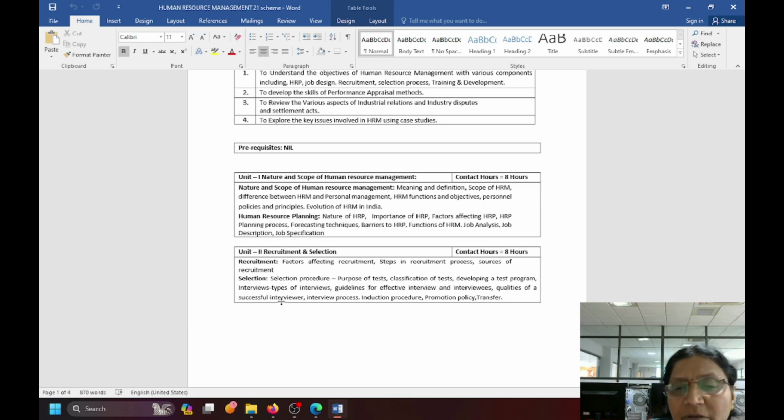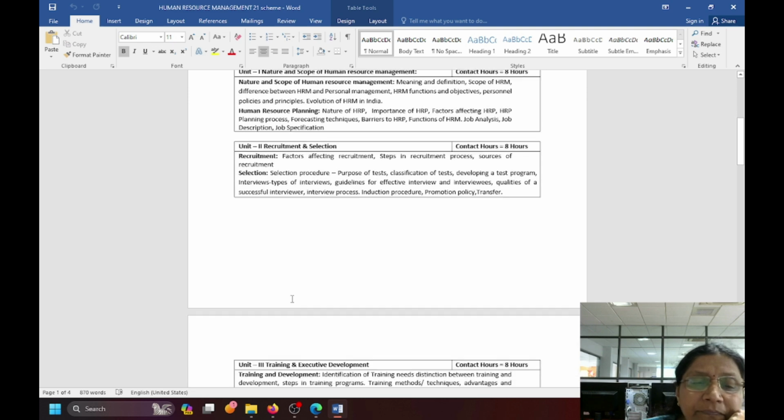In the selection process, what is the purpose of the test, what type of tests need to be conducted, and the various different types of tests that are available depending on the type of the job, the type of the industry, or the job for which you are going to employ the people. Based on that, we are supposed to design the selection process.